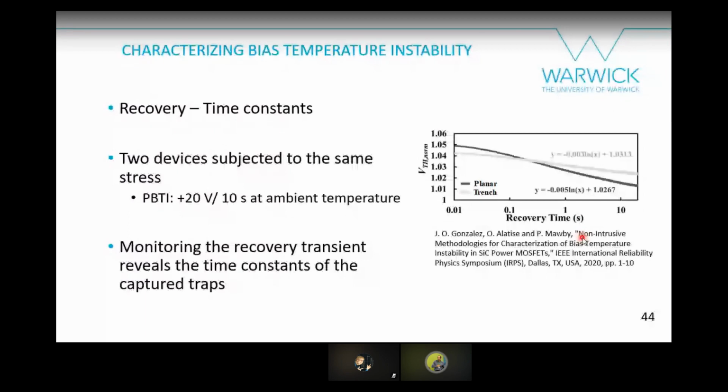You can also characterize the recovery constants as you have different trap charges. So if you track your recovery, you can see differences between devices. So we just applied the same stress to different devices. So it was 20 volts, 10 seconds. And you can see that one device, the peak. So that's interesting. If you manage to monitor the recovery transient, you can see the time constants of the capture traps. So this is a benefit of this methodology, that you can do this directly.